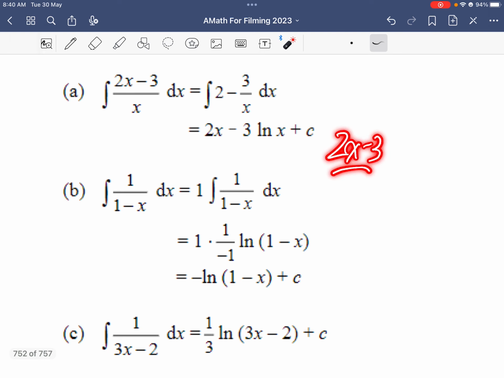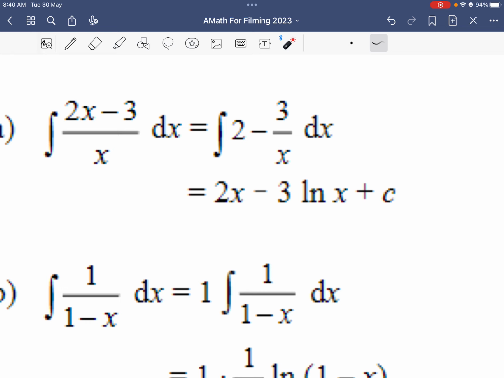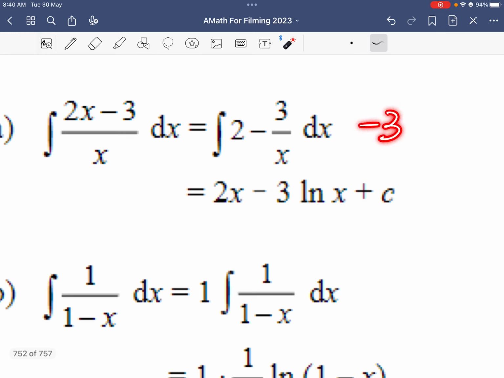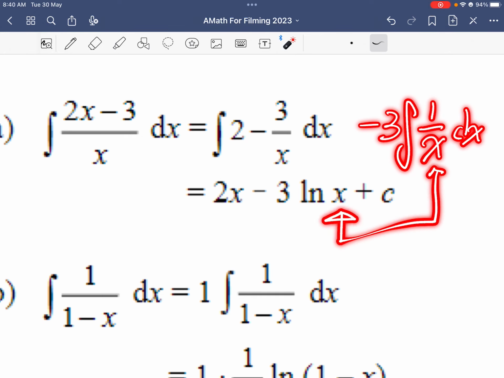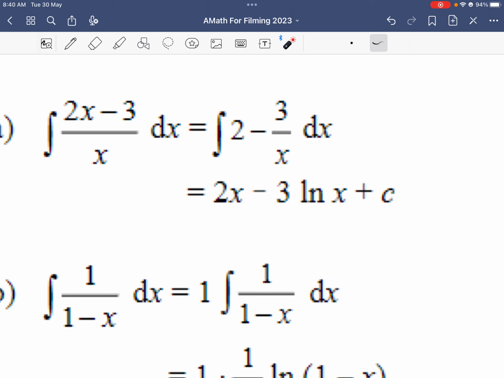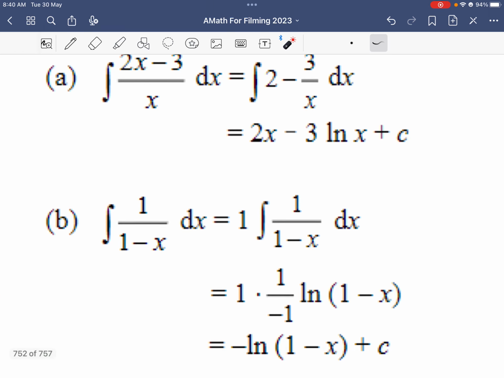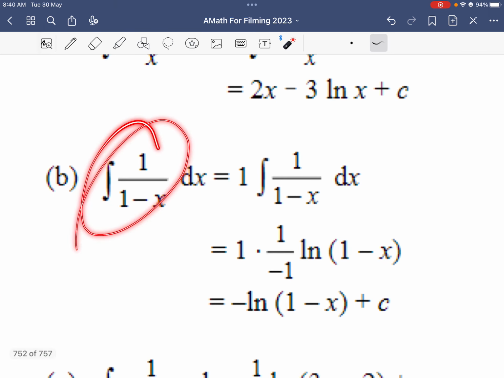Okay, for A, the manipulation is as such. If you take 2x minus 3 over x, it can be simplified to 2 minus 3 over x, which is what they show down here. So what happens here is when you integrate 2, you add in the x, you get 2x. 3 over x is negative 3 times the integral of 1 over x with respect to x. 1 over x integrated gives you ln x. The negative 3, just put it out front, so it's negative 3 ln x.